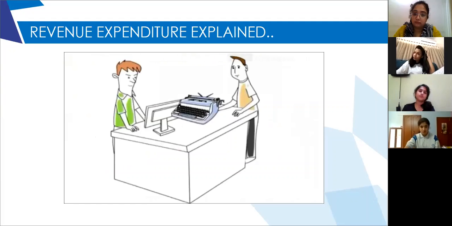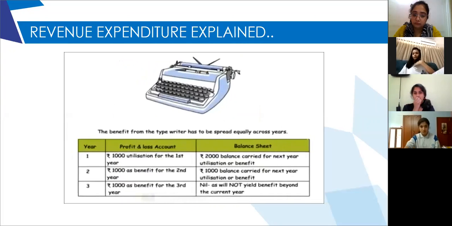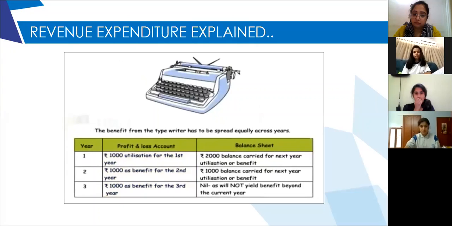Let's now look at an example. Say a company buys a typewriter which has an expected life of 3 years for rupees 3,000. The expected utilization for each year will be rupees 1,000. This table shows you the portion to be treated as revenue and capital expenditures.